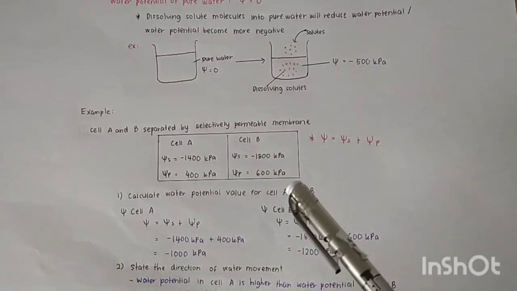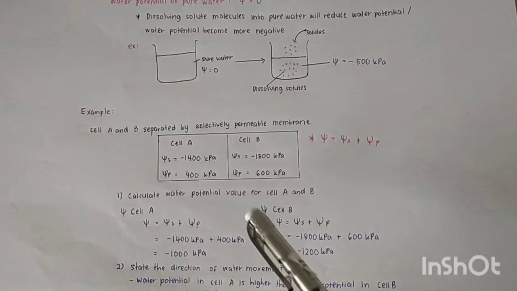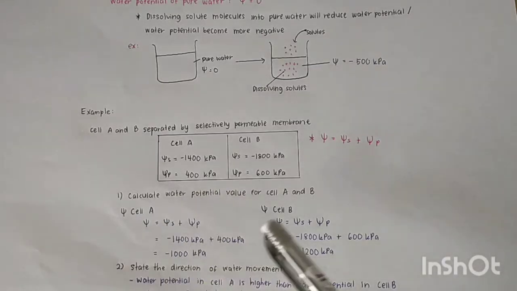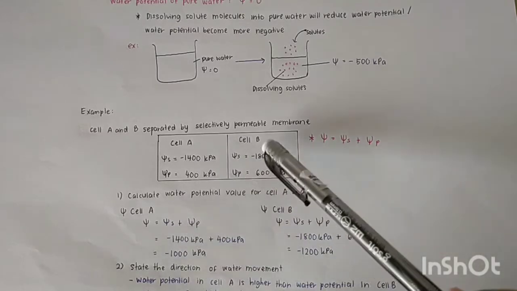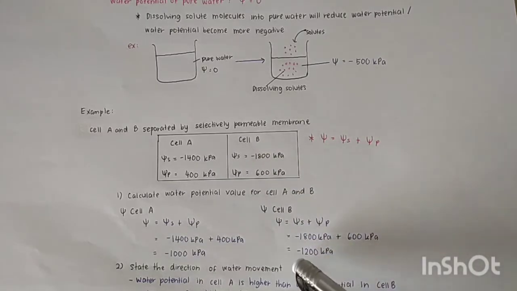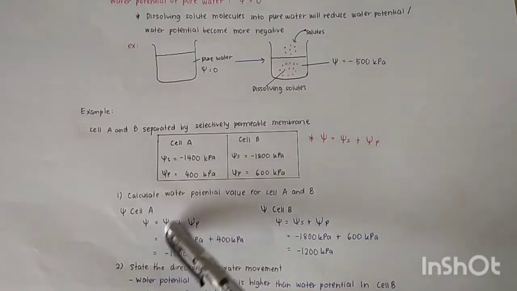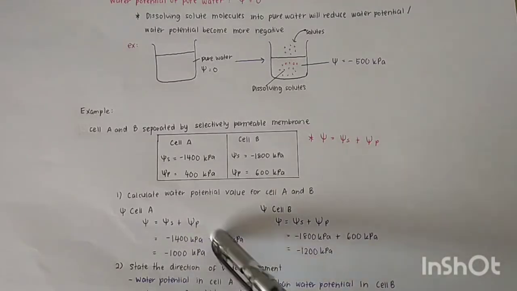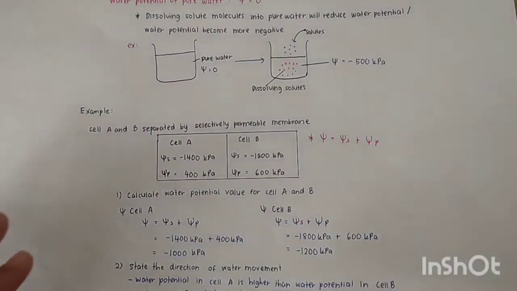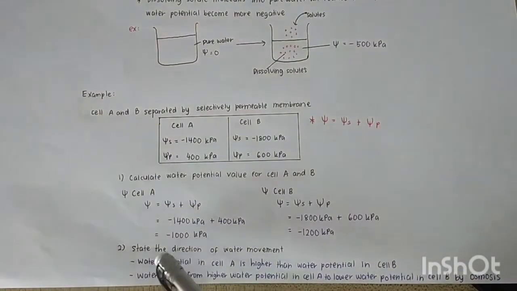Okay, so macam mana kita nak determine which water potential is the highest? Kalau untuk cell A tadi, it is negative 1000 kPa, while for cell B, the water potential is negative 1200 kPa. So macam mana kita nak tentukan? Awak tengok yang mana value-nya adalah less negative, so it means its water potential is higher. So kalau kita compare between cell A dengan cell B, which one is less negative? It is cell A.